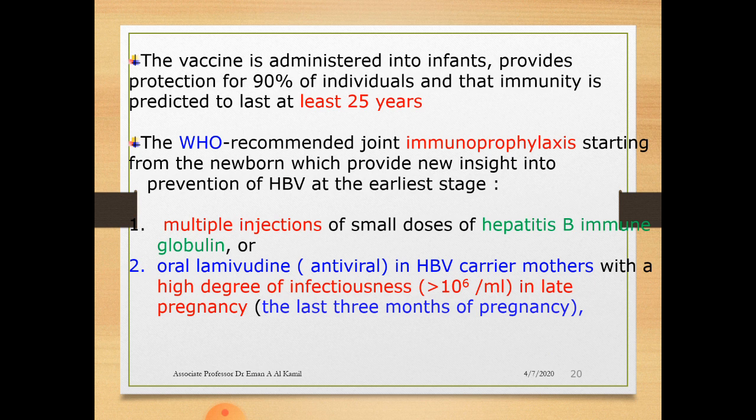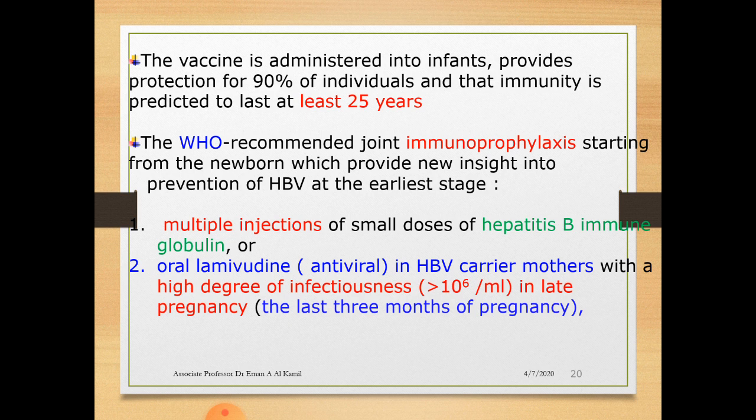The vaccine, when administered to infants, provides protection for 90% of individuals. That immunity lasts up to 25 years. According to the World Health Organization, they recommend giving immunoprophylaxis starting from the newborn.